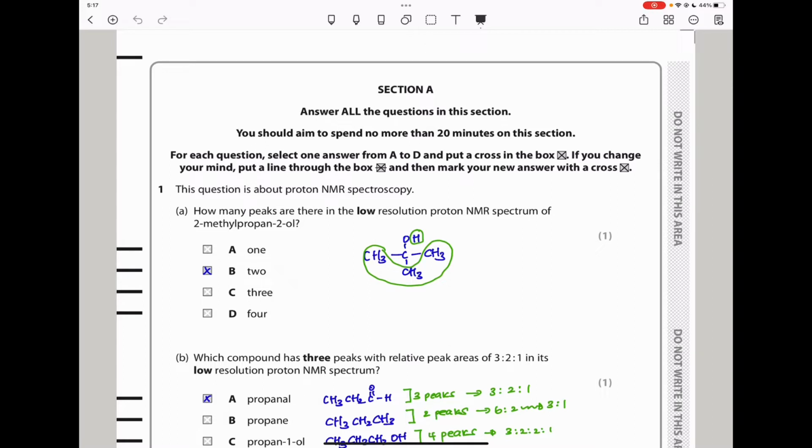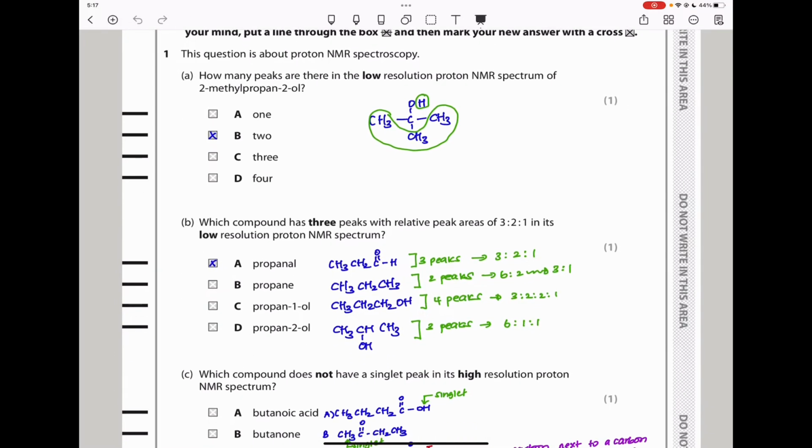So I began off by drawing the structure of 2-methylpropan-2-ol, which is a tertiary alcohol, as you can see here in blue. And then I observed that this proton here and the protons here, as well as these, are all in the same environment. So if I call this environment 1, it leaves 1 proton the other side, which is the second environment, and therefore we have only 2 different proton environments in the low resolution proton NMR.